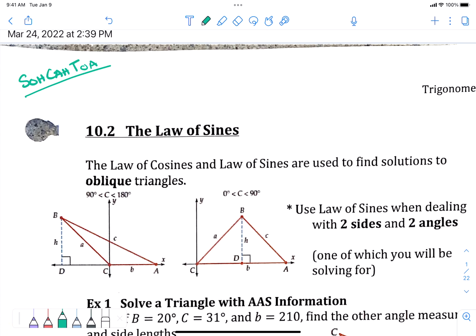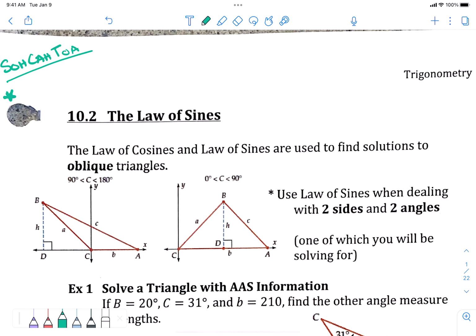SOHCAHTOA. When do we use SOHCAHTOA? When there's a triangle. What type of triangle? Right angle. It has to be a right triangle. Put that at the top corner. We can use SOHCAHTOA, opposite, adjacent, hypotenuse, all that good stuff, when we have right triangles. But what happens if it's not a right triangle? Then we run away. Law of sines and law of cosines.